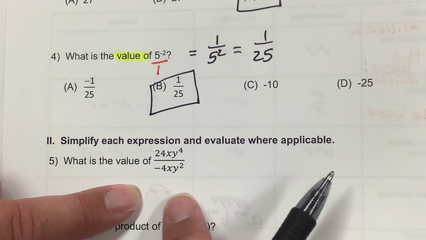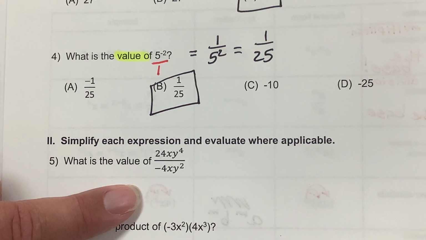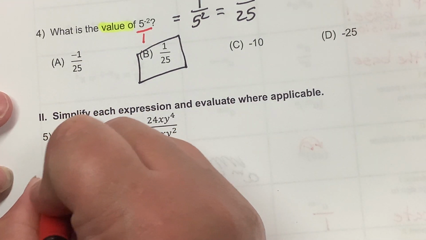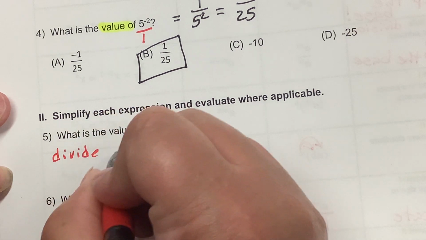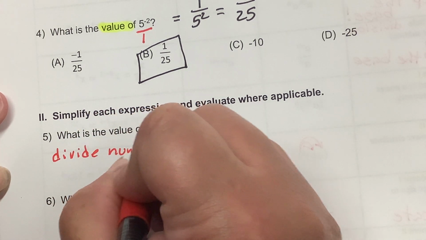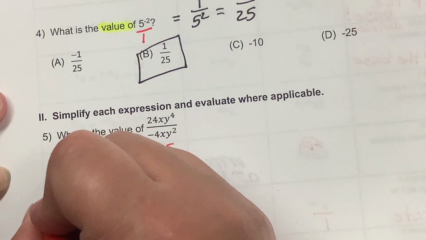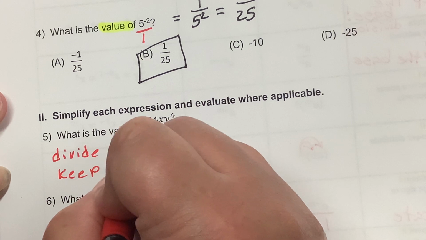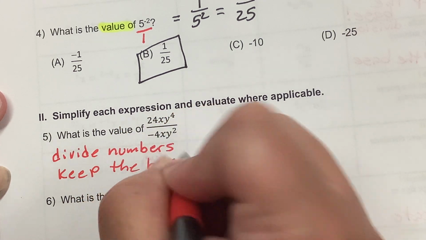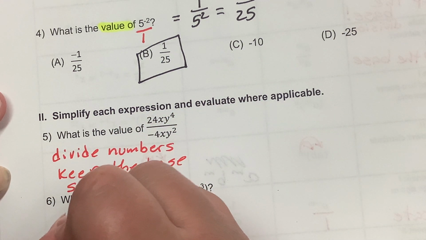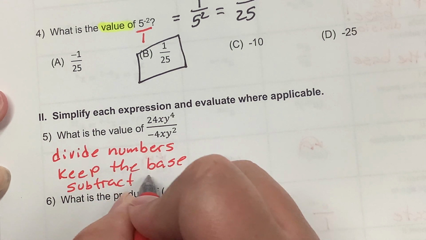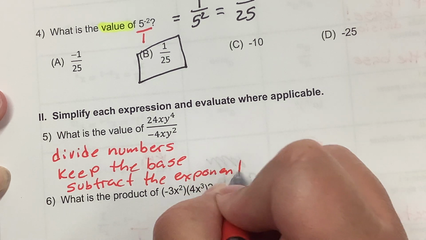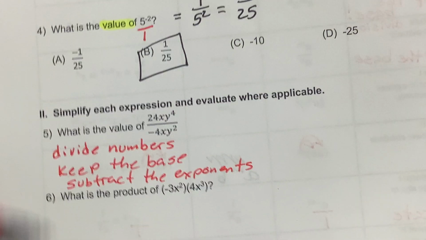What is the value of that? Oof. Lots to do here. Well, first of all, this is the quotient rule. So I am going to divide the numbers, and then I'm going to keep the base, and subtract the exponents. Okay, so let's start with dividing the numbers.